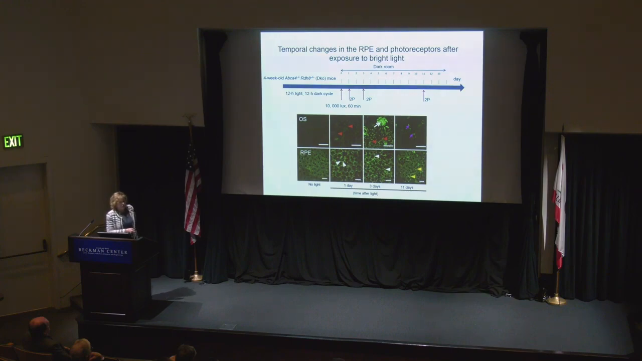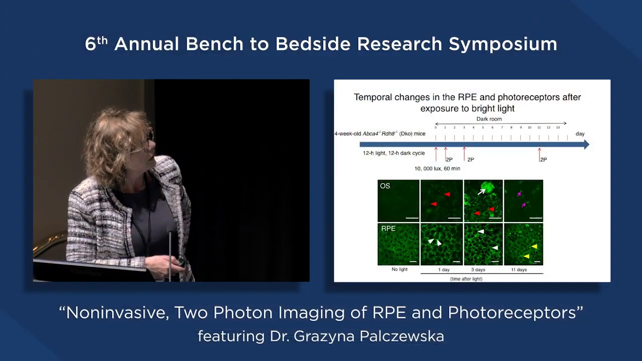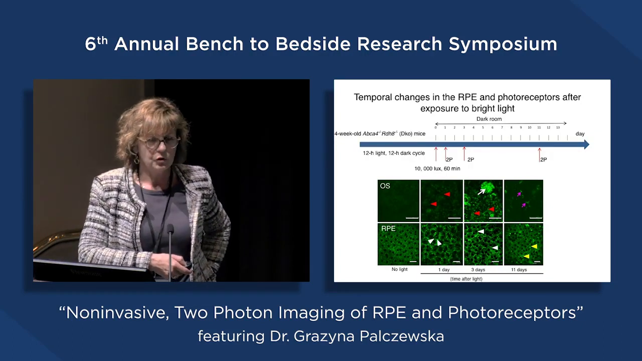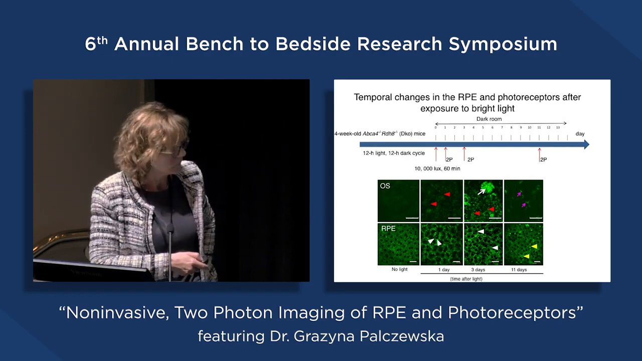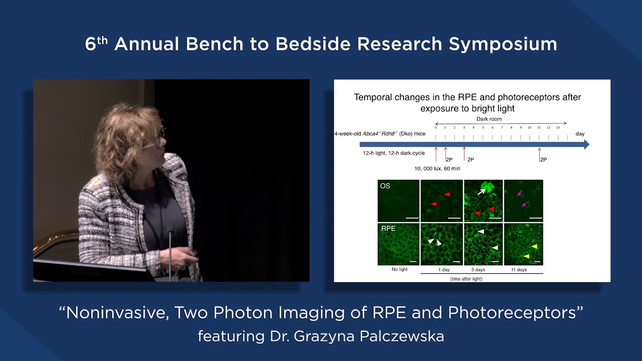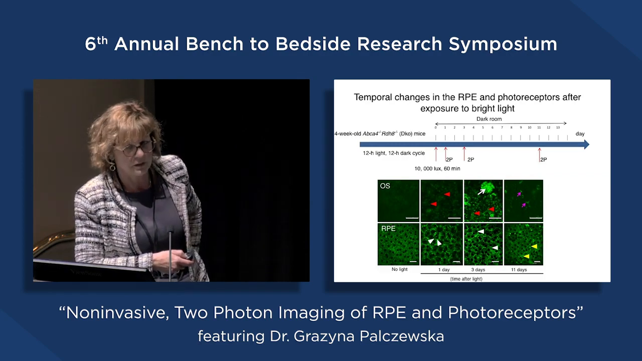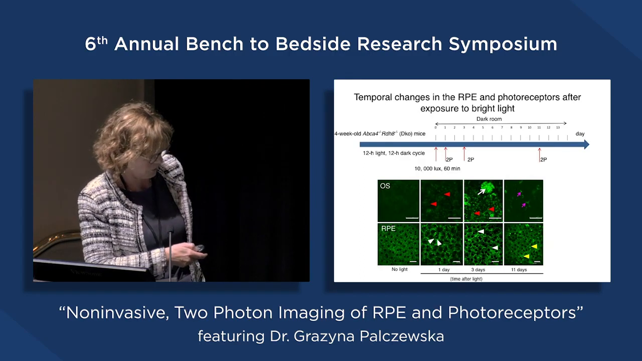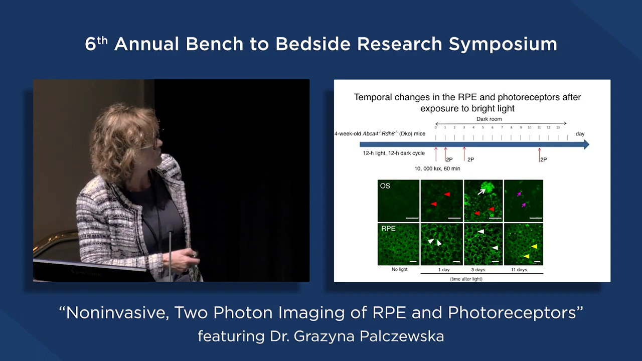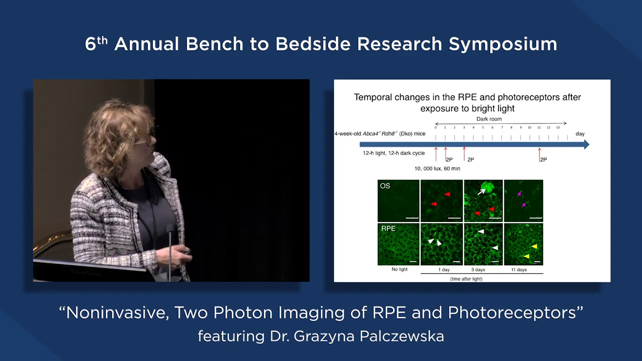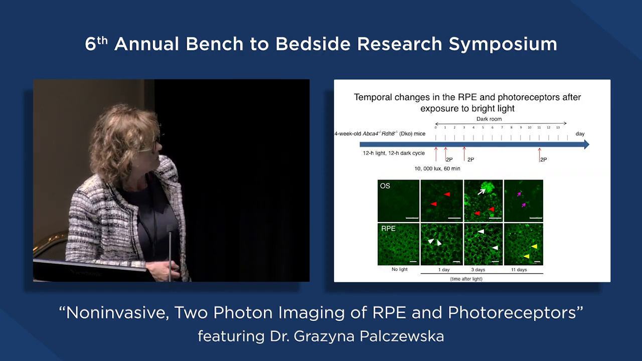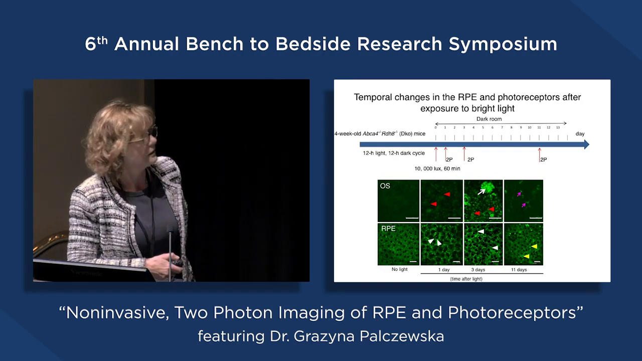The other way to employ two-photon microscopy is to look at pathological processes. Here we use the double knockout mouse, which is a model of light-induced retinopathy. After exposure of this mouse to 10,000 lux for 60 minutes, we look with two-photon microscopy at different time points. The upper row shows the images of the outer segments just beneath the RPE, and the lower row shows images of the RPE as a function of time after exposure to light.